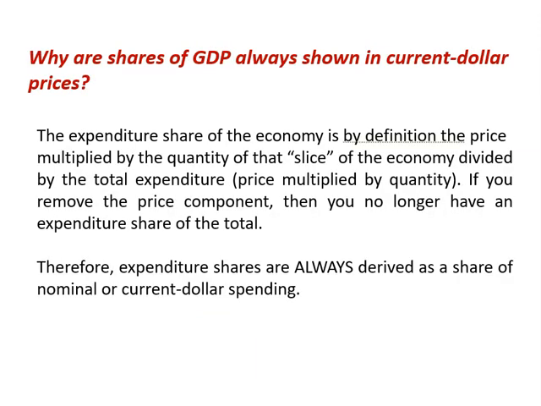Why are shares of GDP always shown in current dollar prices? This is not something that you may have thought about, but it is an important analytical point. The expenditure share of the economy is by definition the price multiplied by the quantity of that slice of the economy, divided by the total expenditure, price multiplied by quantity. If you remove the price component, then you no longer have an expenditure share of the total. Therefore, expenditure shares are always derived as a share of nominal or current dollar spending.